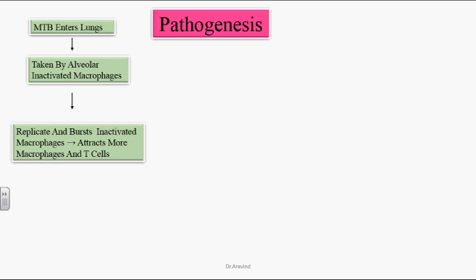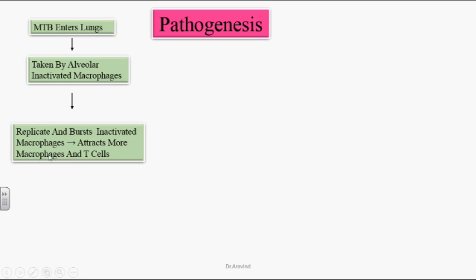Because of preventing this decrease in pH, these organisms replicate, and after replication they burst out of this phagosome, enter into the cytoplasm, replicate, and ultimately after replicating they burst out of this inactivated macrophage, and they come out into the tissues and attract more macrophages, inactivated macrophages.